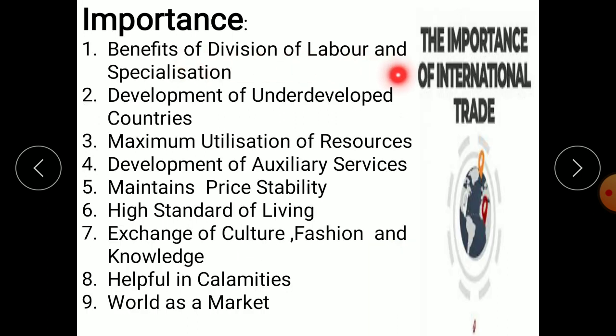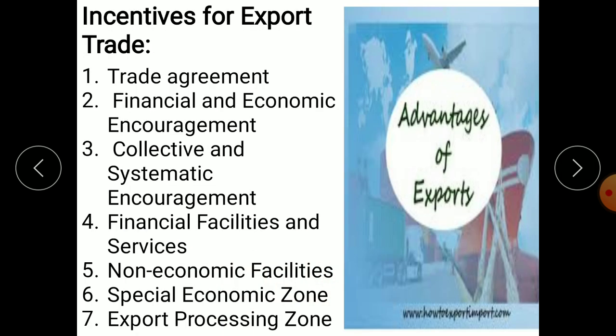Importance: benefits of division of labor and specialization, development of underdeveloped countries, maximum utilization of resources, development of auxiliary services, maintains price stability, high standard of living, exchange of culture, fashion and knowledge, helpful in calamities, world as a market. Incentives for export trade: trade agreement, financial and economic encouragement, collective and systematic encouragement, financial facilities and services, non-economic facilities, special economic zone, export processing zone, right?